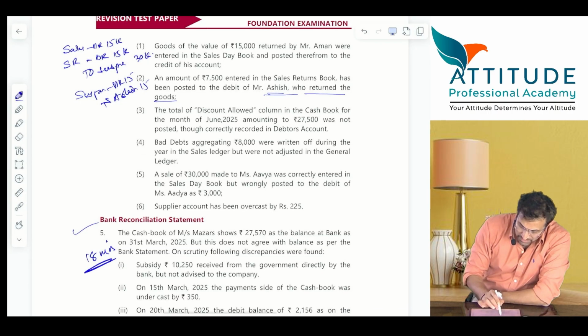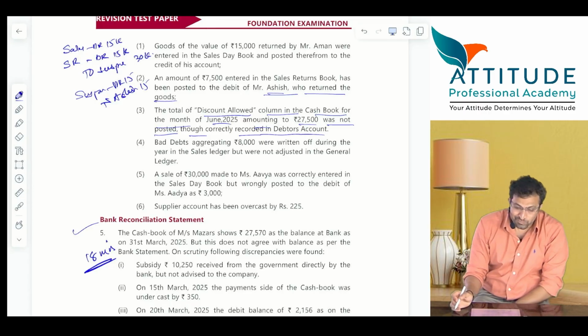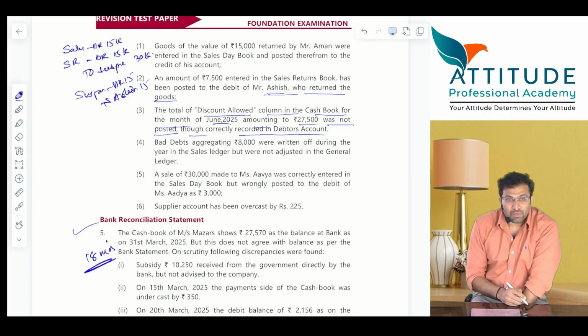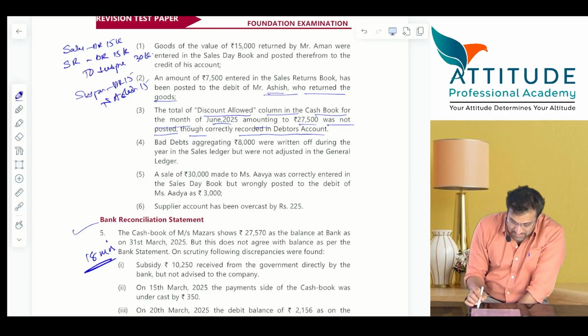Third one. The total of discount allowed column in cash book for the month of June amounting to 27,500 was not posted, though correctly recorded in debtors. Debtors में discount allowed गया है, but इधर नहीं गया है. Entry: Discount allowed account debit to suspense. One-sided error. Is that clear?